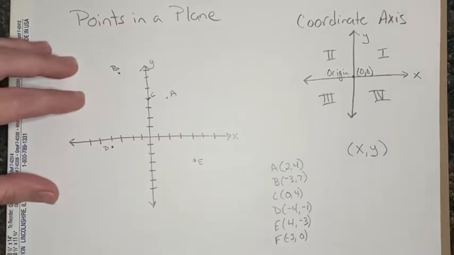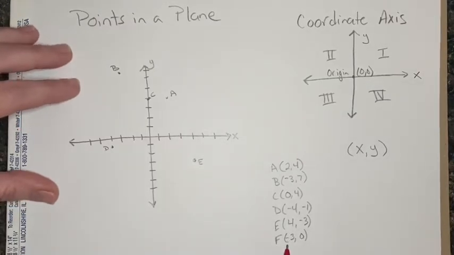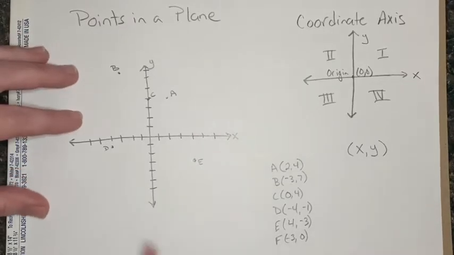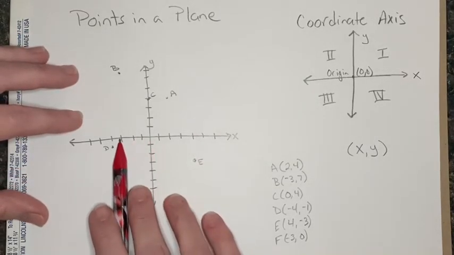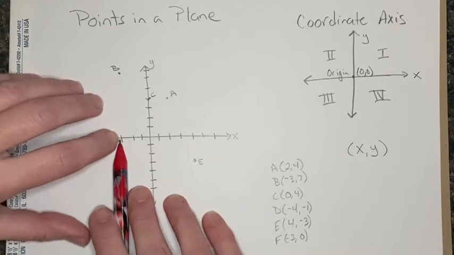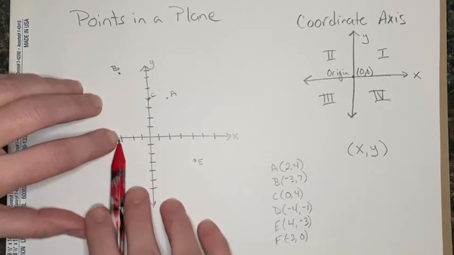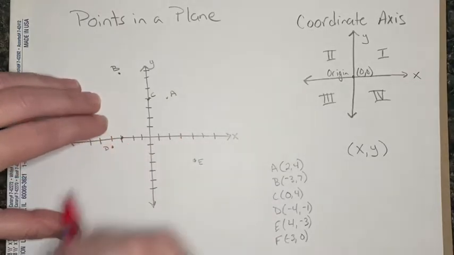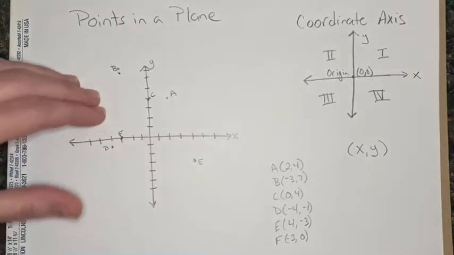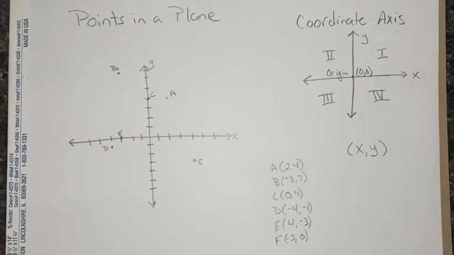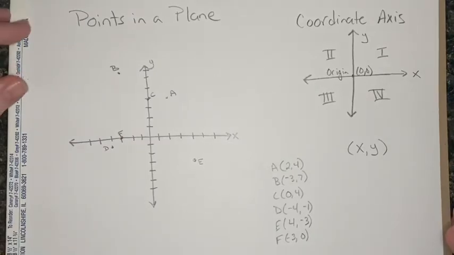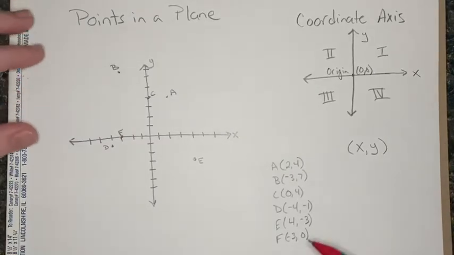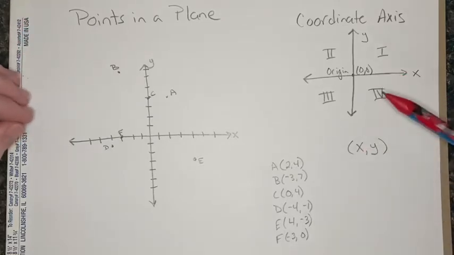And our last one is F, which is at negative 3, 0. This time we're at the 0 on the y-axis. So we're going to our negative 3 on the x, but since our y is a 0, we're not going to be going up or down. So our point falls on the x-axis at negative 3, and that's point F. Okay, so that is an overview on plotting our coordinate points on our coordinate axis.